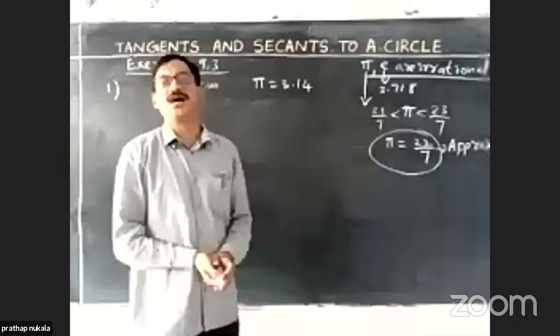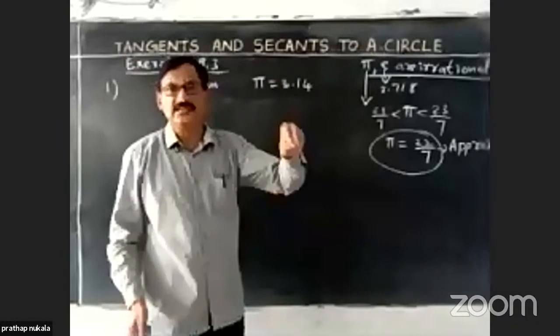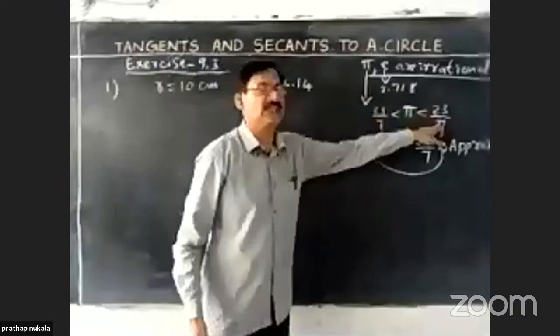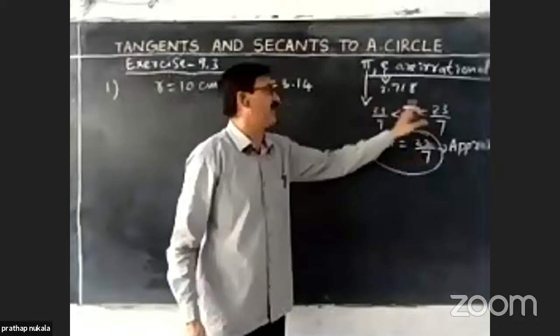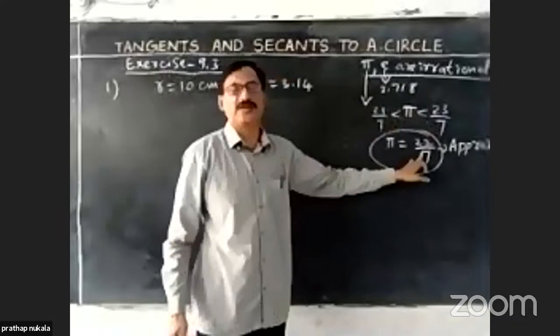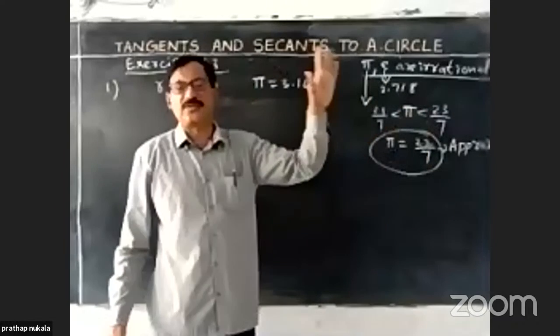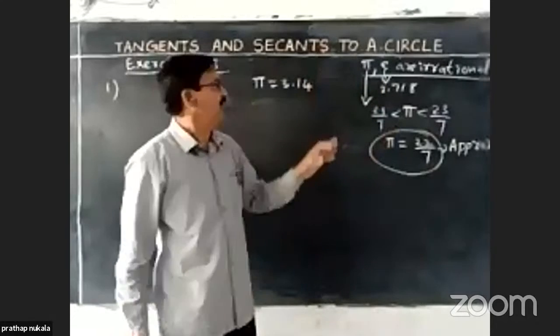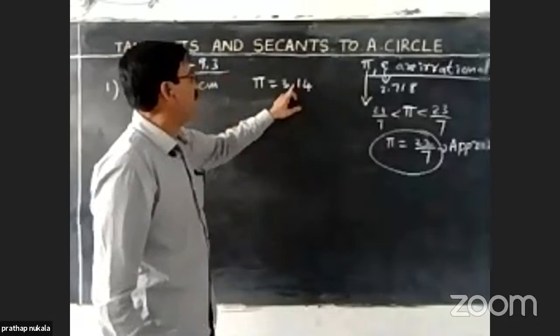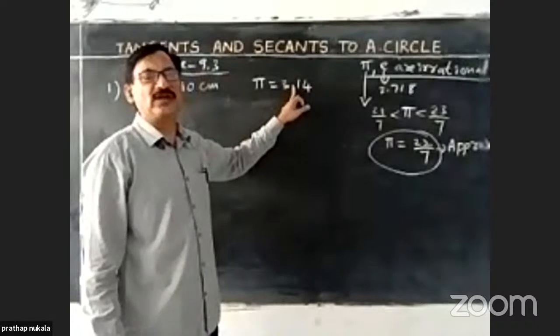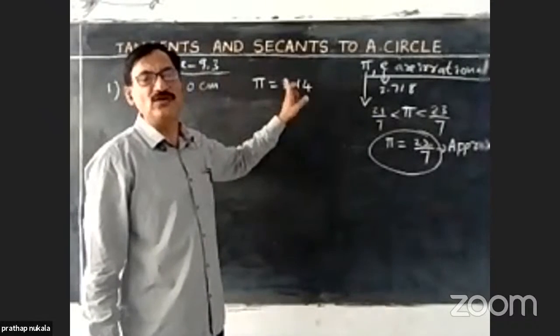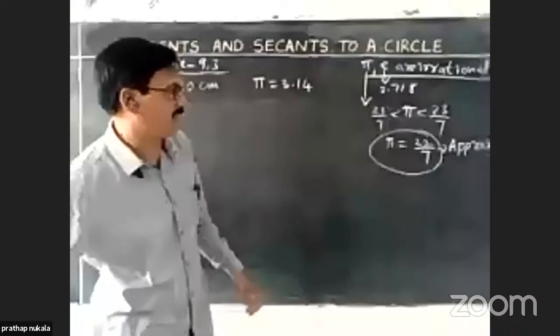22/7 is also an approximate value. Since it lies between 21/7 and 23/7, we are taking the average of these two as 22/7. This is also an approximate value of pi. Just remember, if we take it in decimal form, we can take 3.14 or 3.1416, up to that we are taking. Okay.